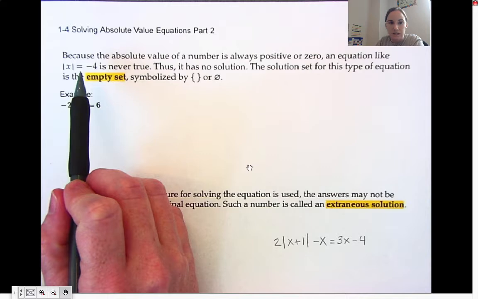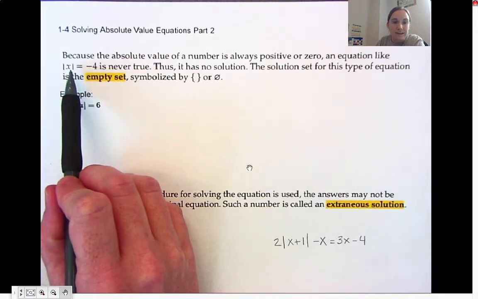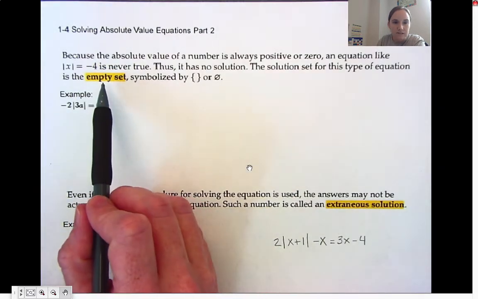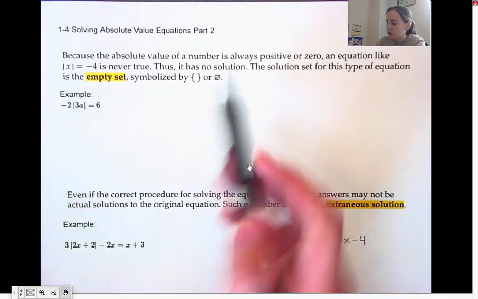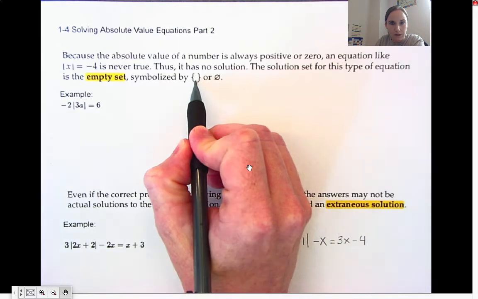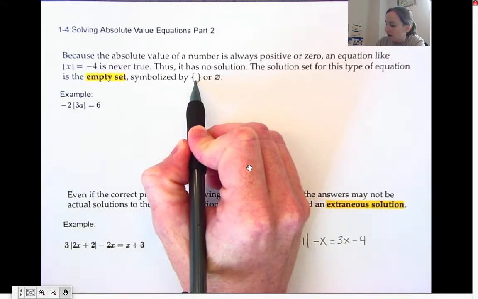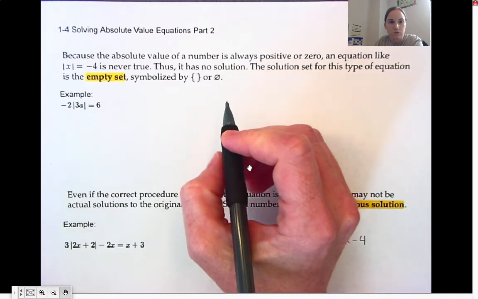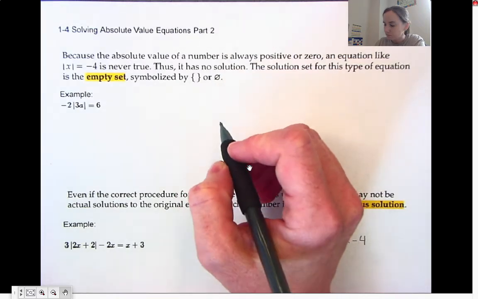And so if I'm saying that some value is -4 steps away from 0, or the distance is -4, that can't happen. What we call this is the empty set. And sometimes you can note it by the braces and don't put anything in between the braces. Or you could just write an O with a slash through it. That means the null set or the empty set.